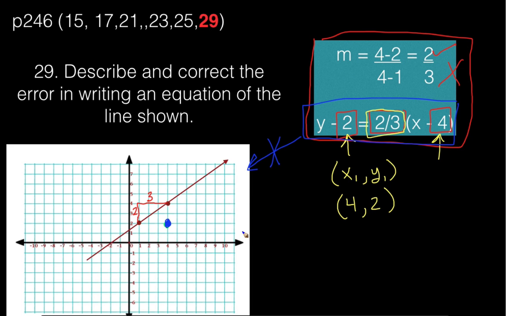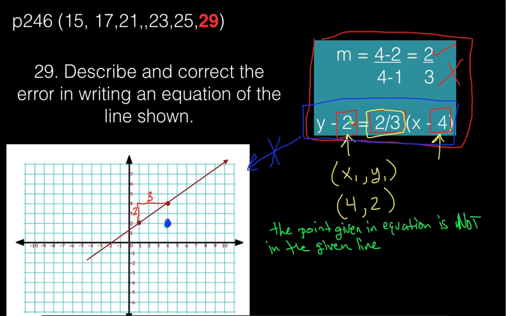So how would I describe and correct the error? Okay, so one of the things I could say, let me do this in green, I would describe the error as: the point given in the equation is not, let me put that in capital, is NOT in the given line. So these points are not on this line.